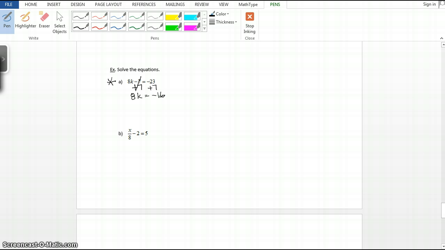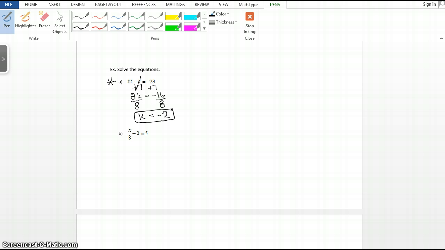Alright, now we're still on the left hand side. You see that 8 times k. The opposite of multiply is divide. So to solve for the k, you want to divide by 8 on both sides, and you will get k is equal to negative 2. Your answer, and remember you can always check your answers for solving equations by plugging the answer you get back into your original equation, not any of the subsequent steps, and see if both sides are equal.